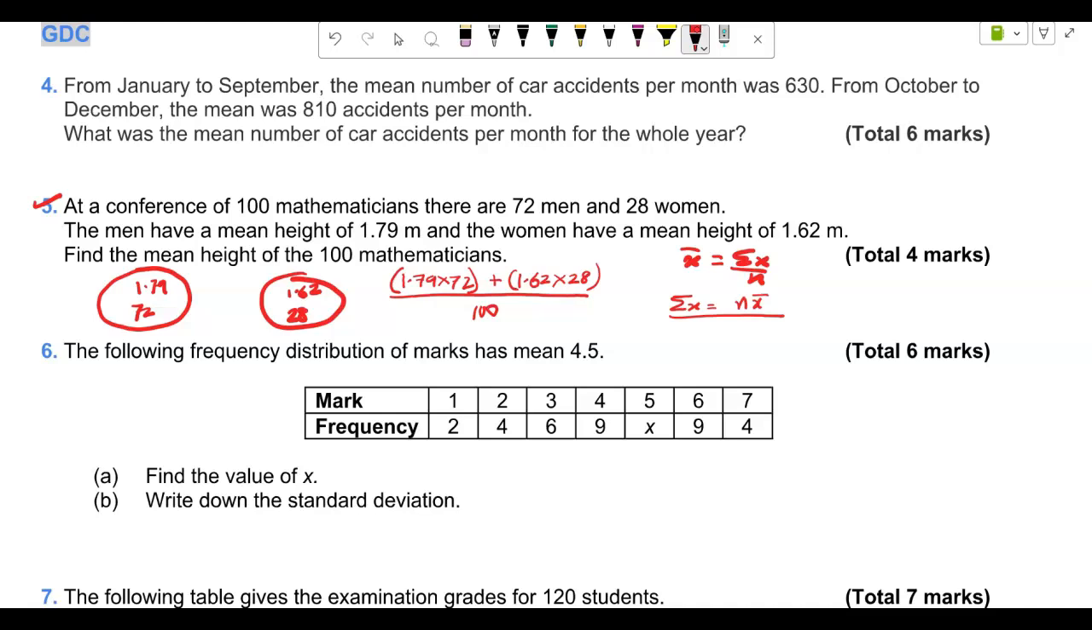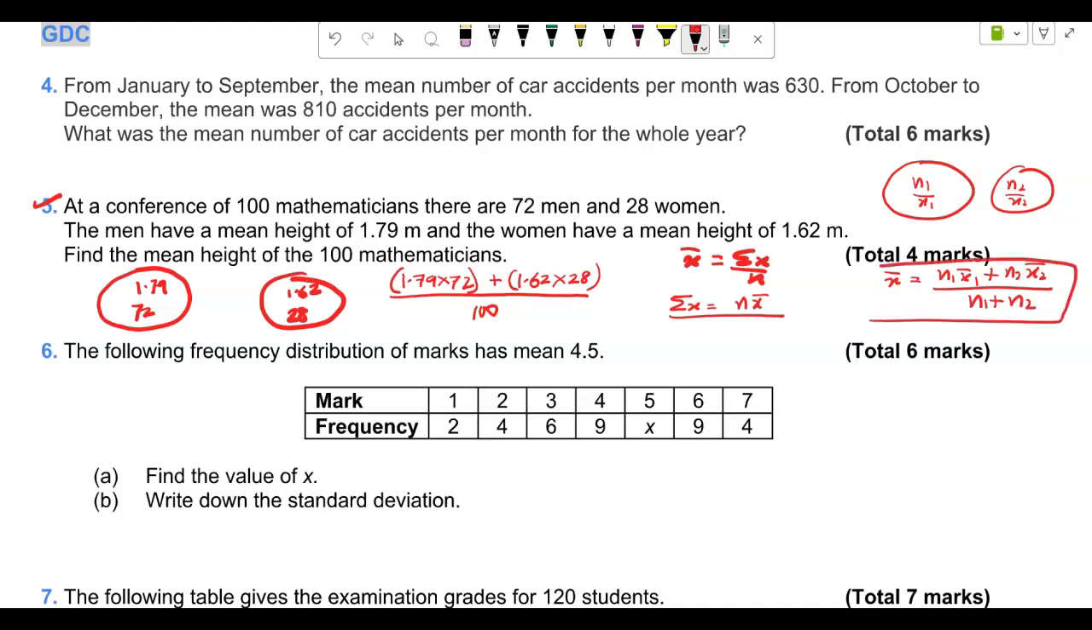So basically, if you can remember, if there are two groups, N1, X1 bar, and another group N2, X2 bar, then the combined mean is given by N1 X1 bar plus N2 X2 bar upon N1 plus N2. You can do it this way also, or you can do it logically also. So you're finding the overall mean.